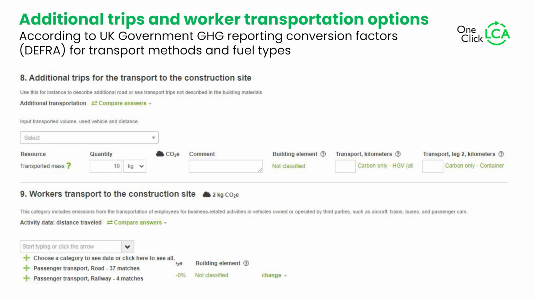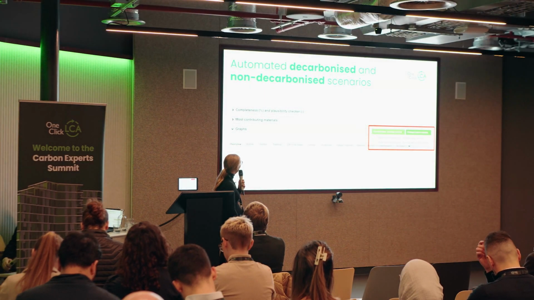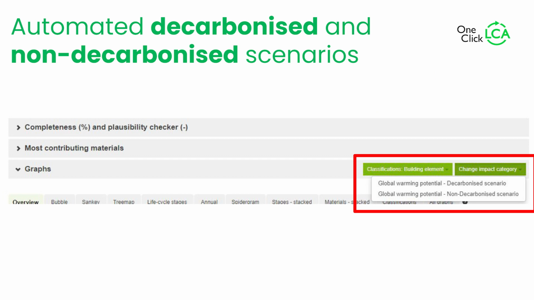And we have also added the worker transportation option, so the DEFRA data is there now for the A5.2, I think it is, on top of it. And you can also get the decarbonized scenarios and non-decarbonized scenarios directly calculated for you, so you don't need to do this outside. On the results page, you can see both of them.